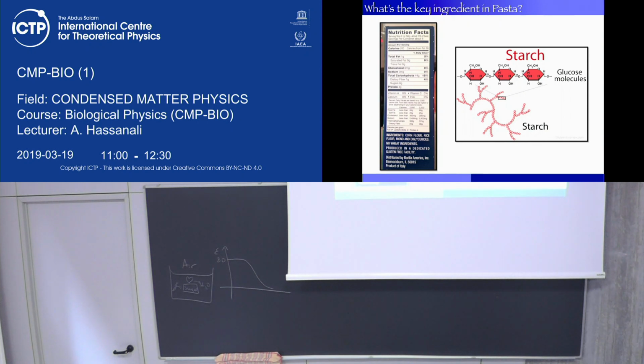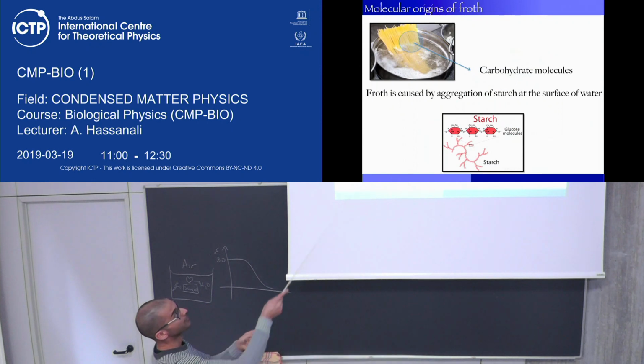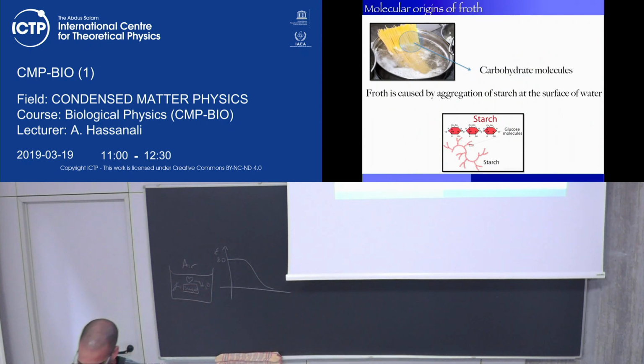It's not that aggregation is not happening in the bulk. It does happen, but very rarely because of entropy. But the lower concentration of molecules that get to the interface then have to pay a price. And in order to compensate for the loss of interactions with the environment, they form the froth here, which is just an aggregate of starch molecules. Okay, yes, please.